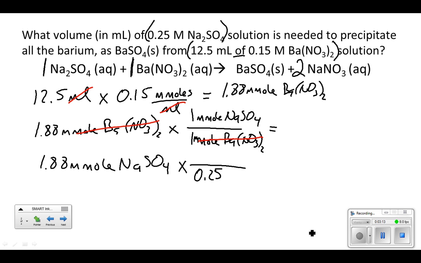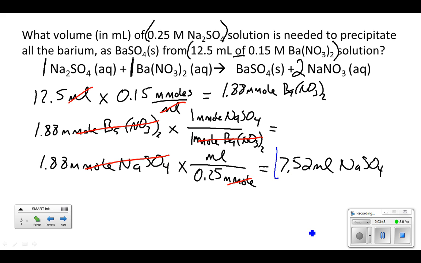But remember what the units are. Big M is moles per liter, or as we're doing this problem, millimoles per milliliter, but the milliliters will go up on the top. We invert the fraction and multiply. If we check out the units, millimoles of sodium sulfate cancel out millimoles, and we'll end up in milliliters. That number is 7.52 milliliters of sodium sulfate. If you like, you can also do that problem and convert all of the units and then convert back at the end, and you'll get exactly the same answer.